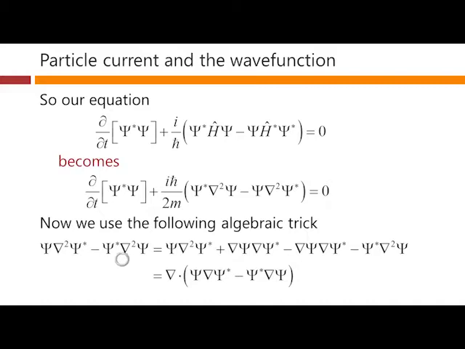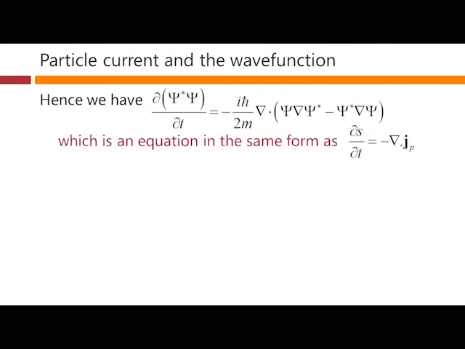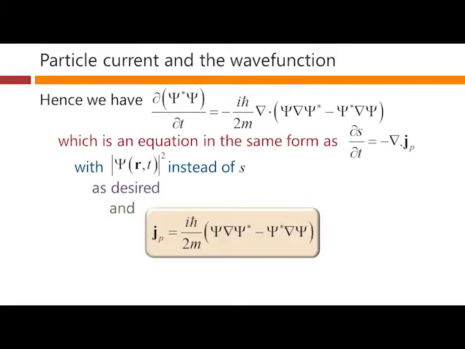So we're going to use this trick to substitute into here. So our equation is now turned into the following one. And this is looking very interesting now because we've got a divergence over on the right here, and this is the rate of change of the modulus squared of the wave function. And this is an equation in the same form as the one that we were looking for, with the modulus squared of the wave function instead of s, as desired. And now we see what the particle current is going to be.